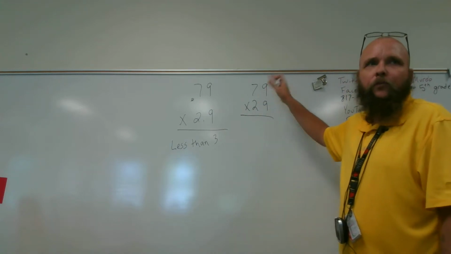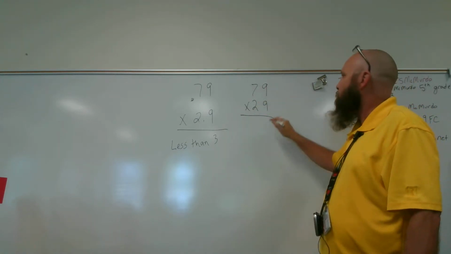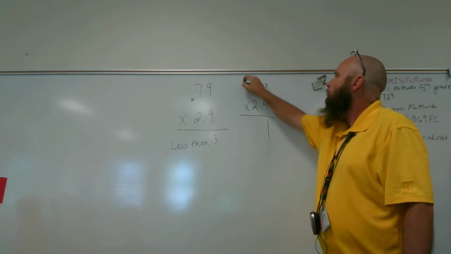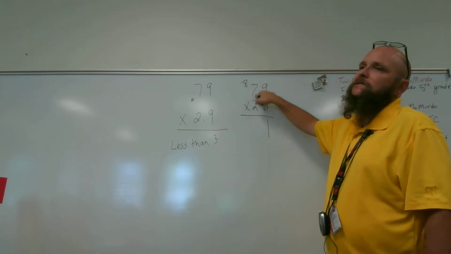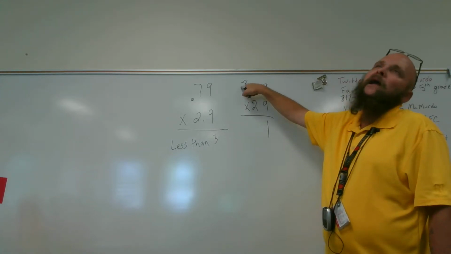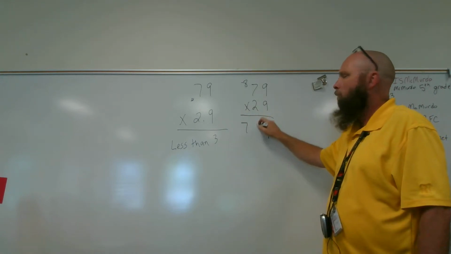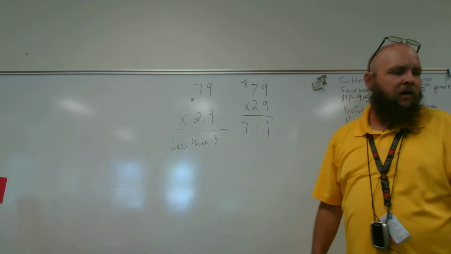So now I'm going to do the problem ignoring the decimal points. I have 9 times 9, which is 81. I have 9 times 7, which is 63, plus 8, which is 71, I think. Is that right? I don't know.